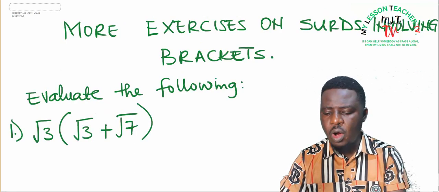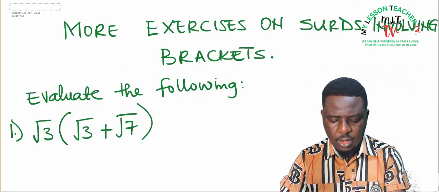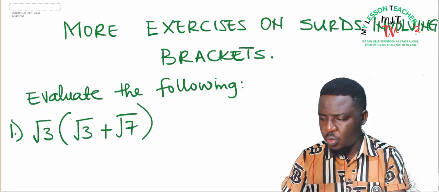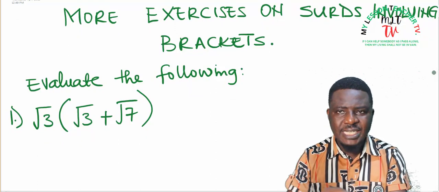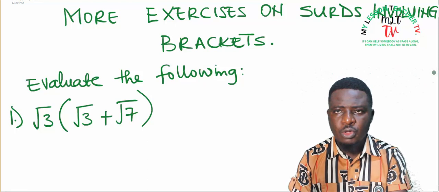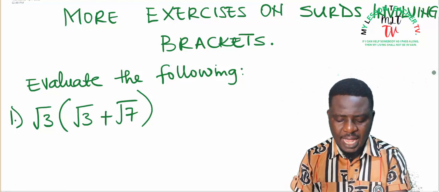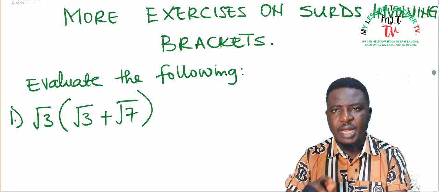We shall now take more exercises on surds involving brackets. We are asked to evaluate the following. Just like we did in algebra, when you have a term multiplying a bracket, you use that term to multiply every term in the bracket.